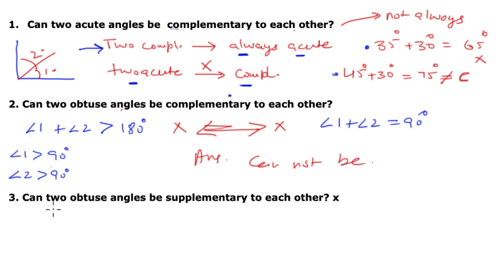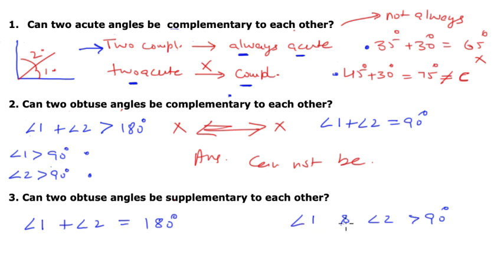Third one, can two obtuse angles be supplementary to each other? Okay, so let's define this one more time. The necessary condition for two angles to be supplementary is the sum should be equal to 180 degrees, correct? But we are saying, can two obtuse angles, meaning we are defining angle 1 and angle 2, they both individually are bigger than 90 degrees, just like what we have here in question number 2.